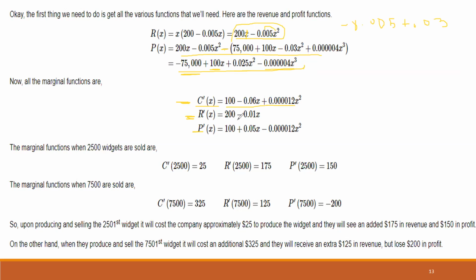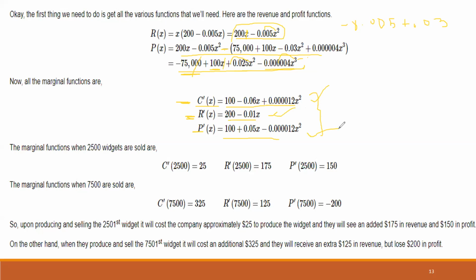So we're going to get this. For profit, this becomes 0. That becomes 100. Bringing this 2 in front here, bringing this 3 here, and that's minus 1. We get 2 here. That's how we get this. So these are our marginal functions: marginal cost function, marginal revenue function, and marginal profit function.